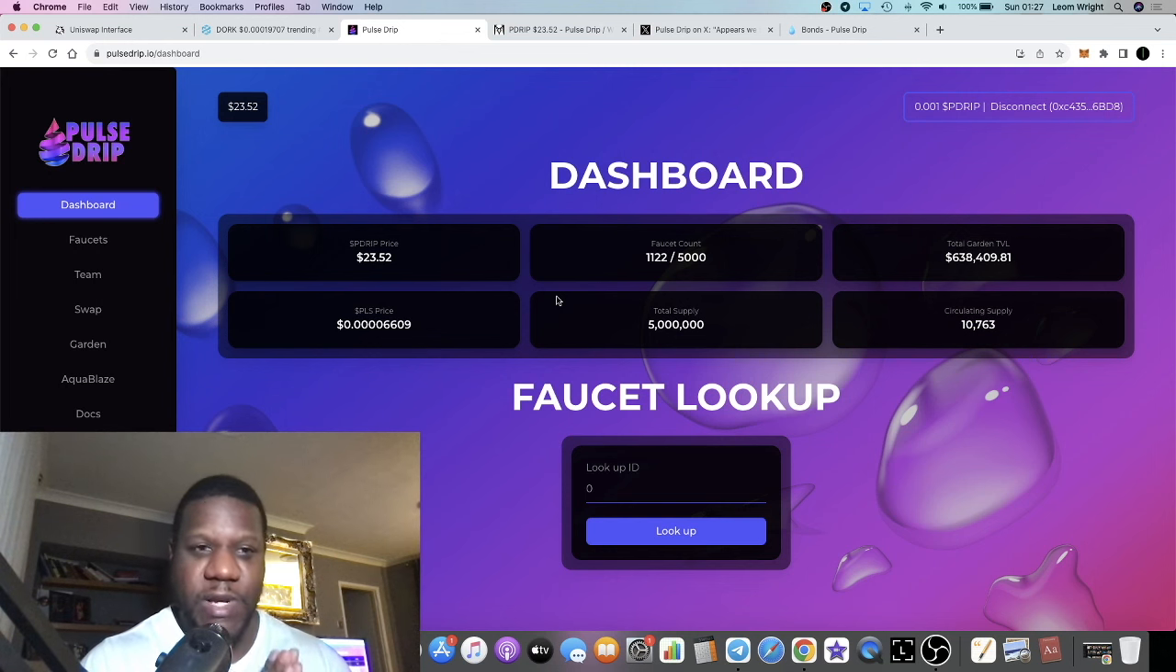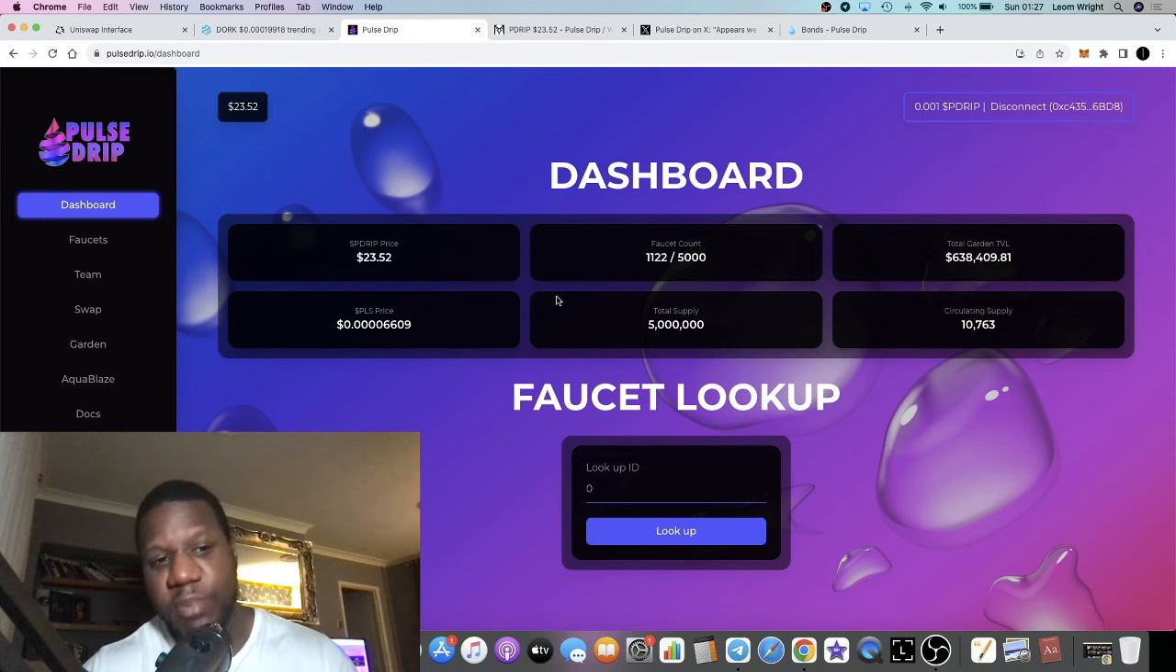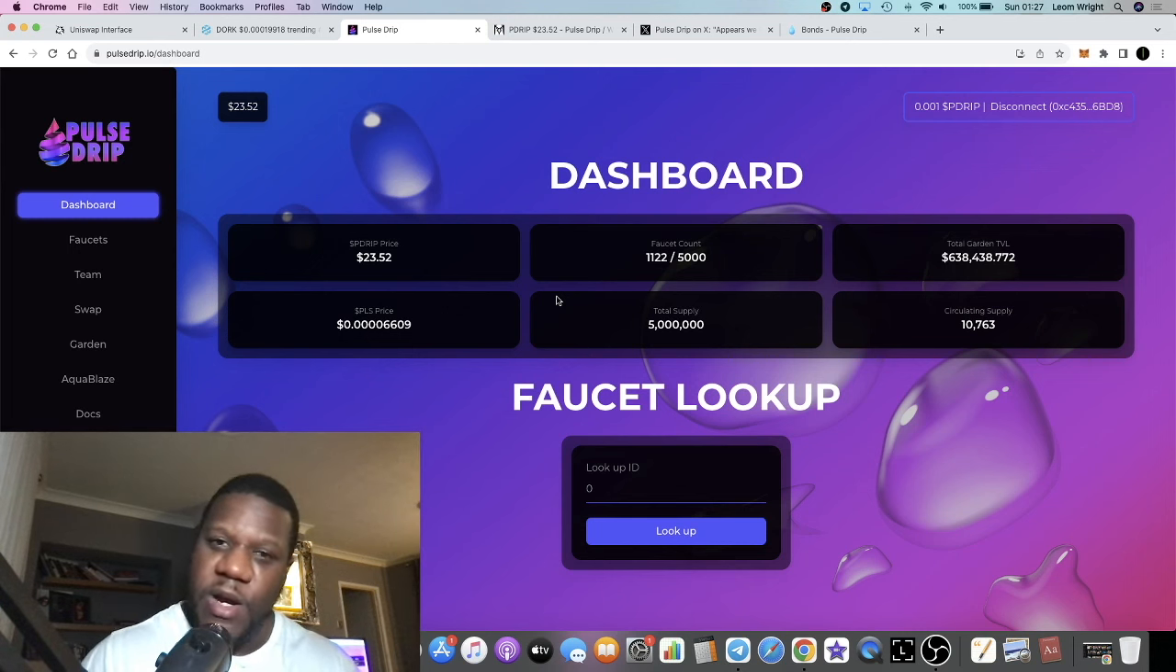Okay, they keep building. They've got Aquablaze, they've got the Pulse Garden, the pulsedrip garden. Now they've got H20. All right, guys, they've even got the kitchen sink, which we touched on briefly as well. So this thing is going absolutely crazy. This team is bullish.